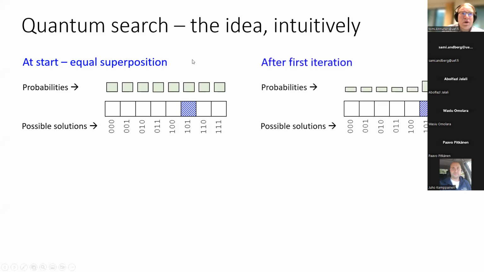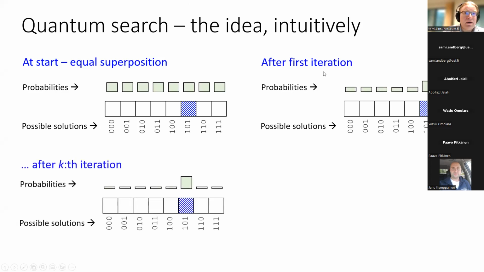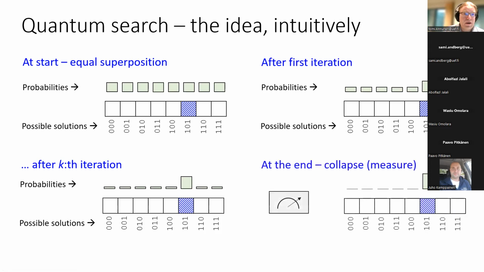Then what we're going to be doing is to create an iteration so that after the first one, the correct one jumps a little bit up, and the others go down. And then after some number of iterations, you are amplifying the correct solution and de-amplifying all the rest. You do this for a number of iterations, and at the end you collapse your measurement.